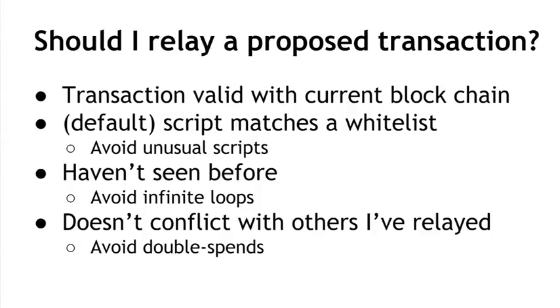By default, nodes won't relay the transaction if it's a non-standard script. If the script has any weird features, if it doesn't match a fairly simple whitelist of scripts that nodes know about, even though it's a valid transaction, the nodes won't relay it. They'll also make sure that they haven't seen the transaction before. That's that condition to avoid infinite loops.